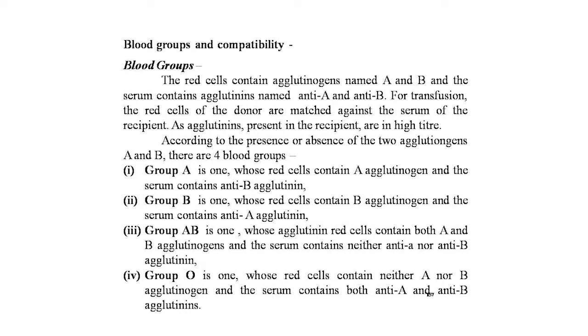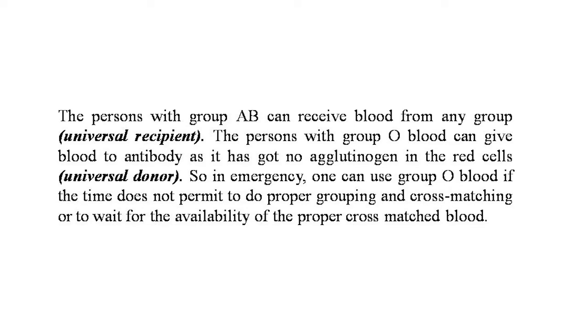Group O is one whose red cells contain neither A nor B agglutinogens and the serum contains both anti-A and anti-B agglutinins. The person with group AB can receive blood from any group, that is the universal recipient. The person with group O blood can give blood to anybody as it has no agglutinogens in the red cells, that is the universal donor. So in an emergency, one can use group O blood if time does not permit proper grouping and cross matching, or waiting for the availability of properly cross-matched blood.